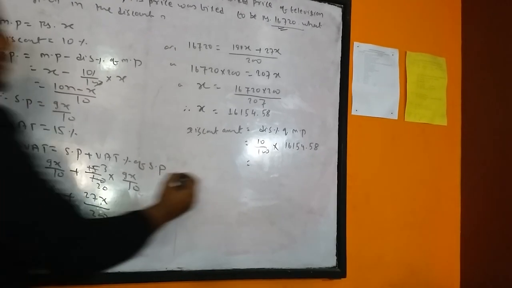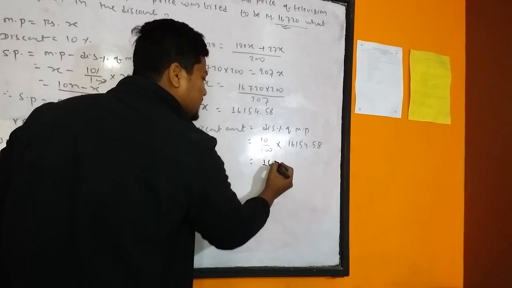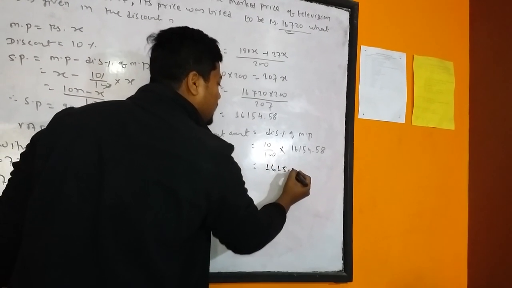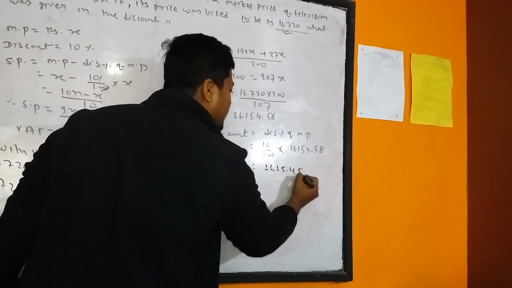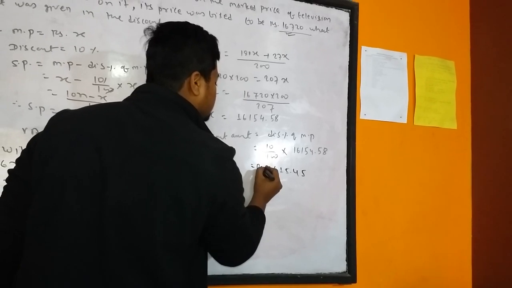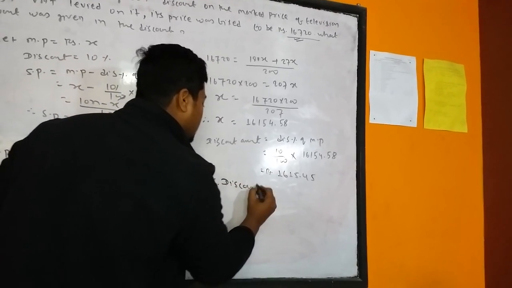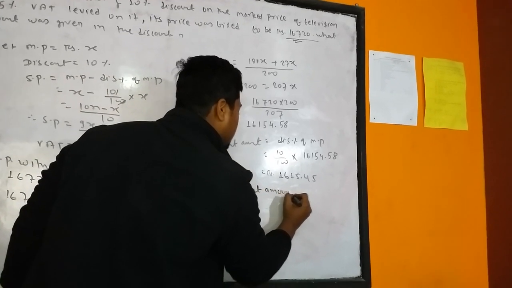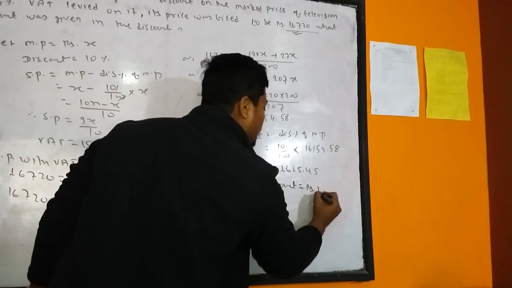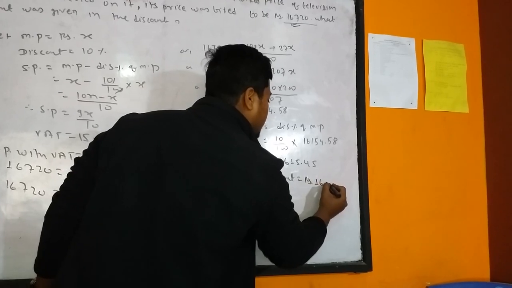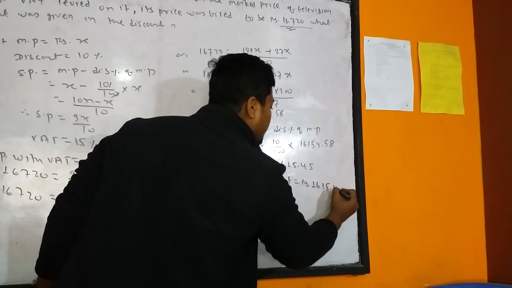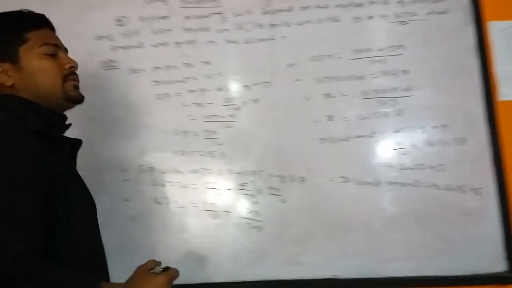Now there. 1615.45. Yeah, 1615.46 will come also. This is the answer. So therefore, discount amount is equal to rupees 1615.45. This is our answer.